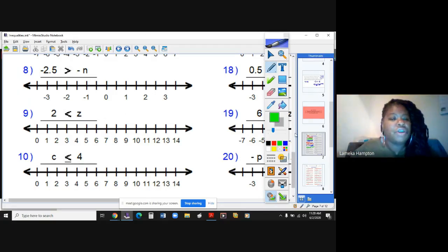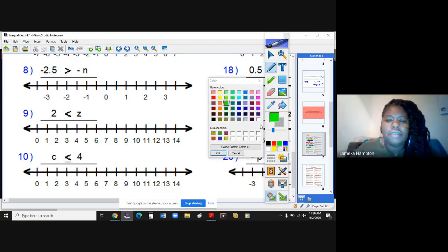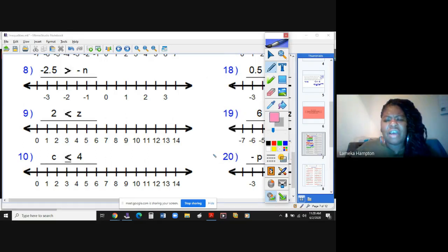We're going to move along to number 8, and I am going to go ahead and switch colors here. I don't know why I'm feeling like I'm in a pinkish mood, but I'll go with this pink. Again, we have a negative variable. So that means we're going to have to multiply by -1. I have -1 times -2.5, and that is going to give me a positive 2.5.